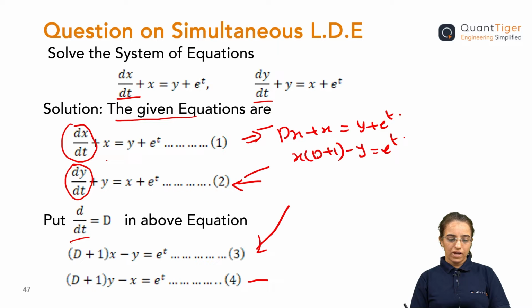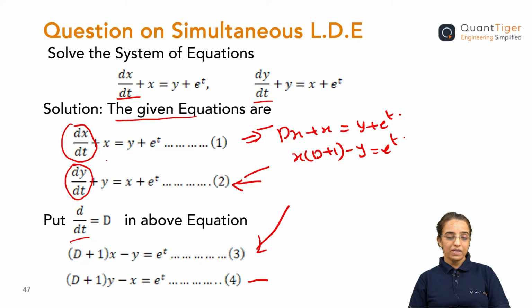Now if you look at equations 3 and 4, they are simultaneous equations which we can solve simultaneously by the elimination method. If you want to eliminate y or x, it's up to you, it doesn't make a difference. Whichever variable you want to eliminate, you can do that.